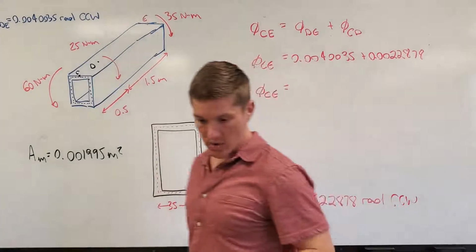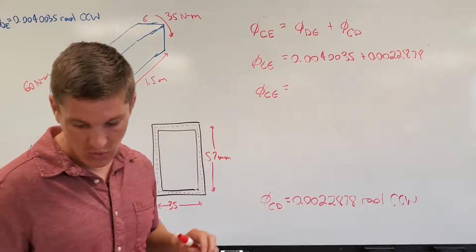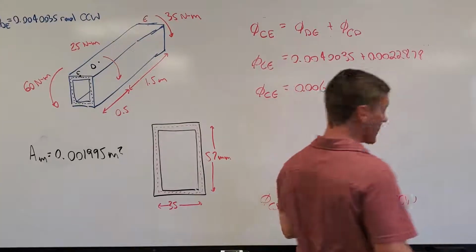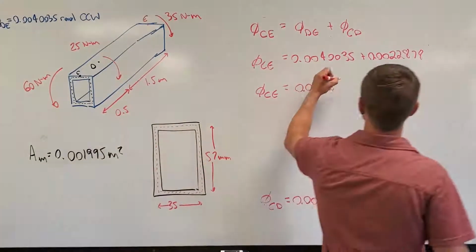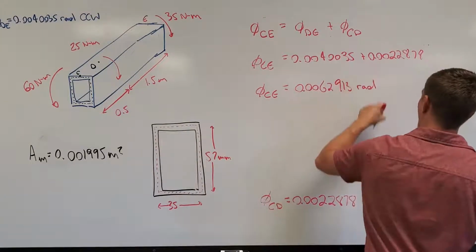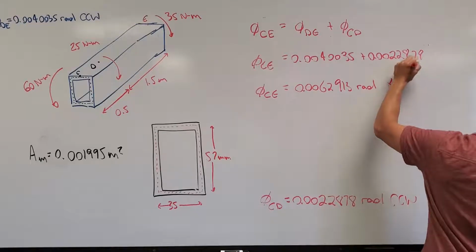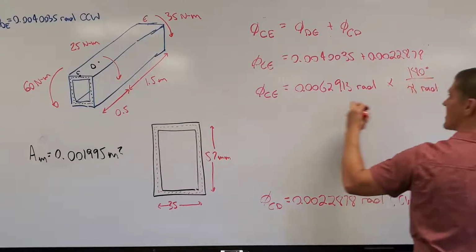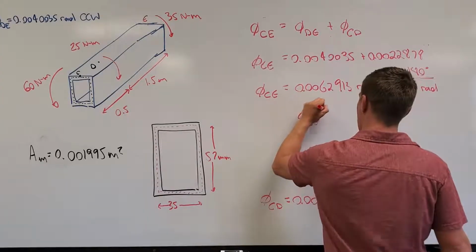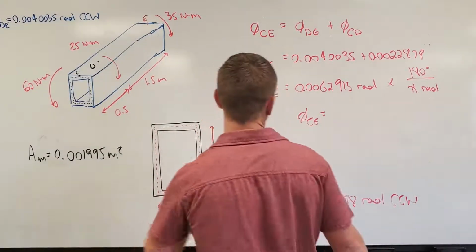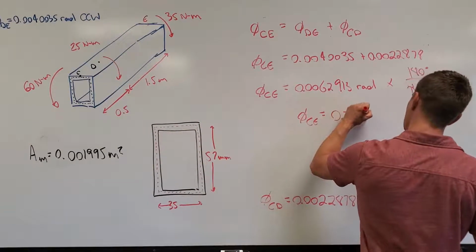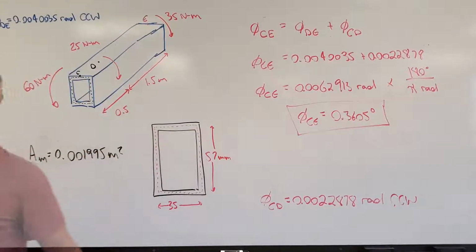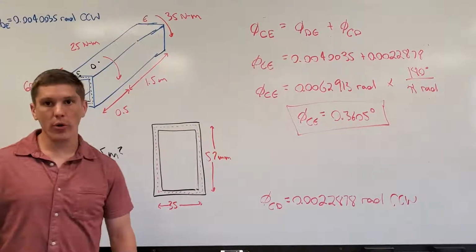We add those together, we just plug them into our calculator, and we get 0.006262913 radians, which if I wanted to convert to degrees, I would multiply by 180 degrees over pi radians, and I would see that my free end rotation is going to be 0.3605 degrees. Okay, I hope that kind of makes sense how you work through these kinds of problems.